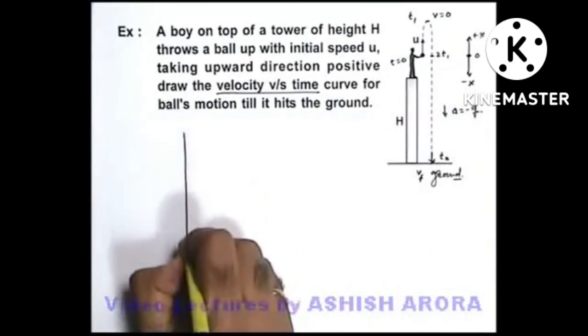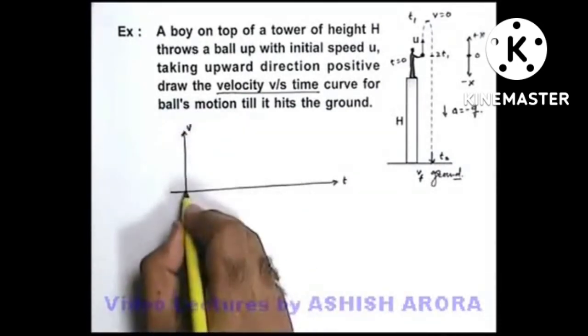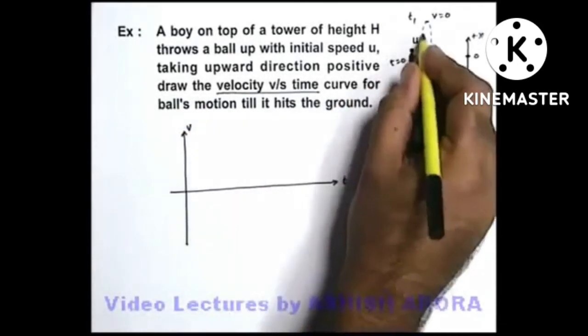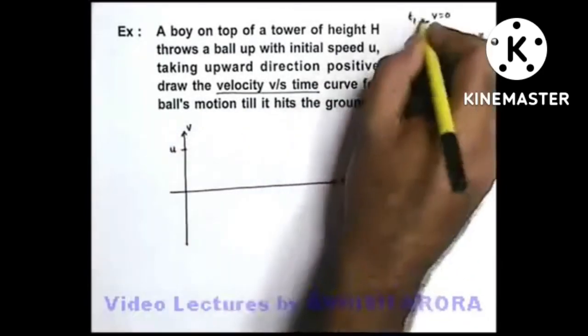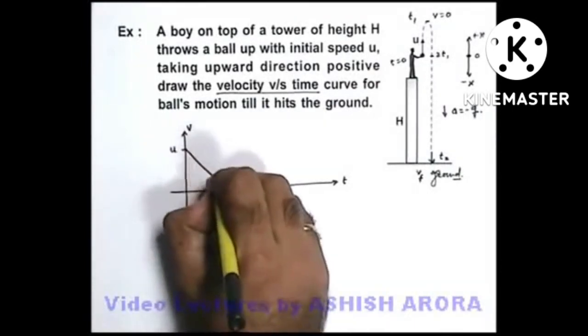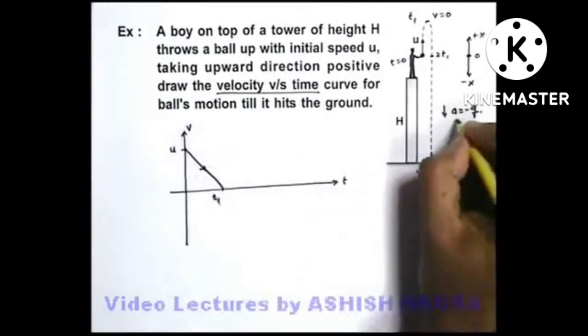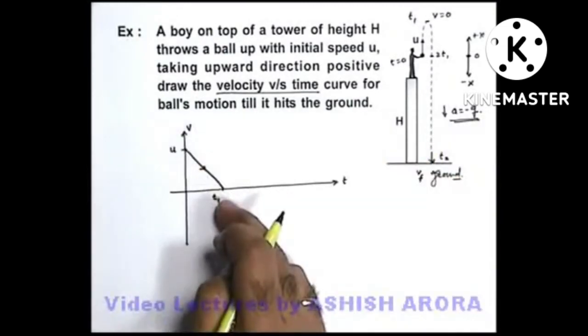Now in this situation, if we draw the velocity time curve for the ball's motion, initially in the beginning the particle started with a positive velocity in the upward direction. So at t equal to 0 the velocity was u, and at time t1 the velocity will become 0. So at time t1 the graph will come down like this, and it must be a straight line because the particle is moving with a uniform acceleration which is negative, so it is a straight line with a negative slope.